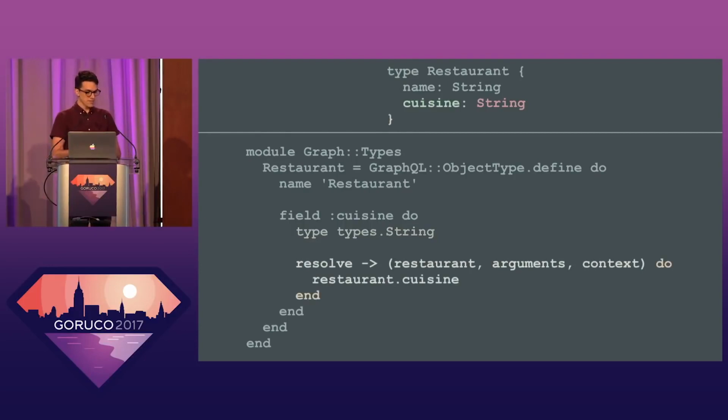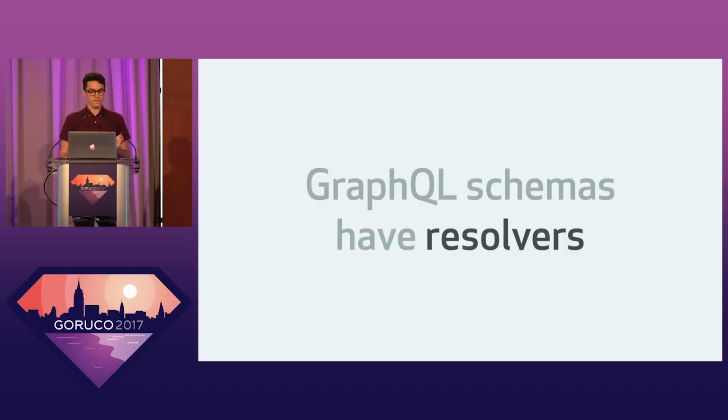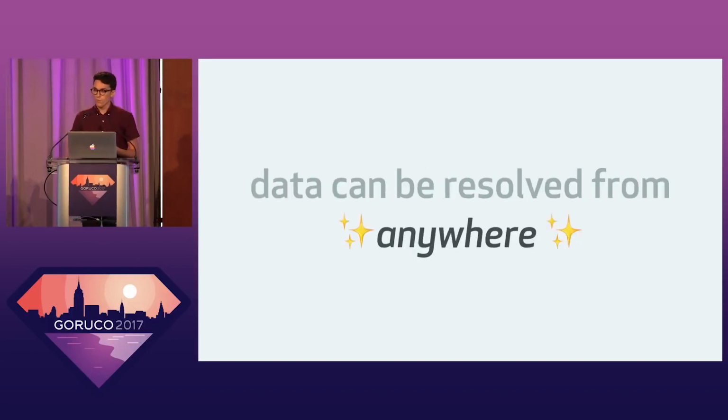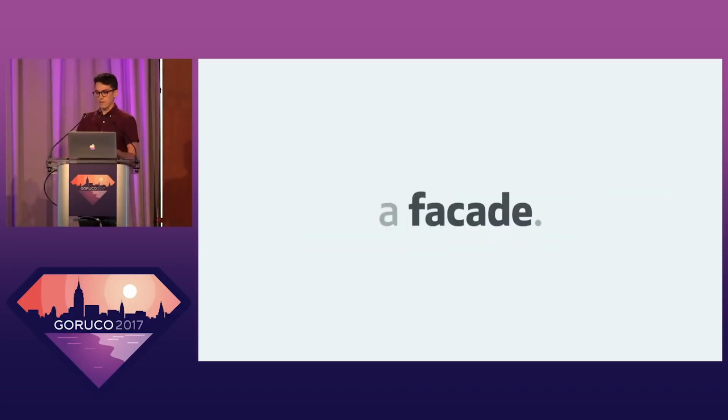And finally, we have to tell the schema how to fetch the restaurant's cuisine in a resolver. In this particular case, this lowercase restaurant is just the Active Record object that we got back from the previous resolver. We pass those through from resolver to resolver until we end up with the result that we'd like to have. And so this is an important part, that GraphQL schemas are composed of resolvers. And while I used Active Record in all of my examples, that doesn't have to be the case. The data can be resolved from absolutely anywhere, which makes GraphQL a facade.